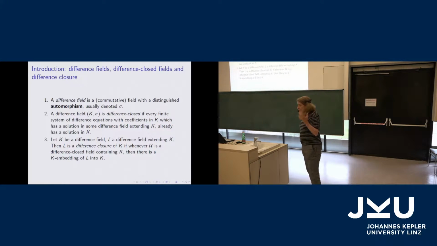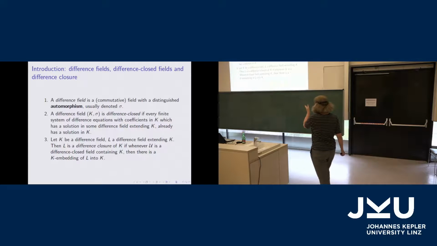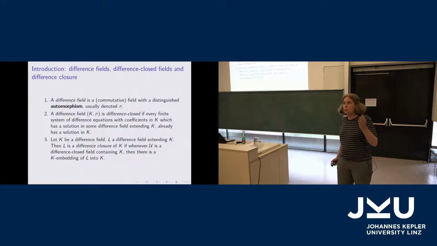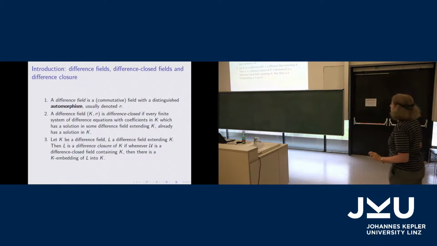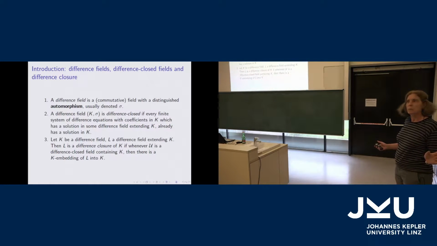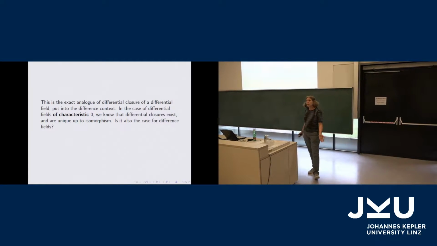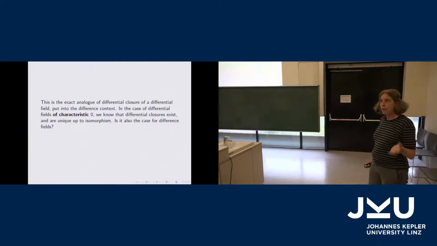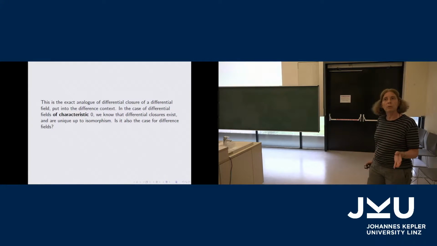You are trying to find out if there are smallest ones. So in other words, you say that a field L is a difference closure of K if, first of all, it's difference closed, and second, whenever U is difference closed and contains K, then L embeds into U over K. Right, no questions? It's clear. So this is the exact analog of differential closure in the case of difference fields. And it turns out that in characteristic zero, every differential field has a differential closure and it is unique up to isomorphism.